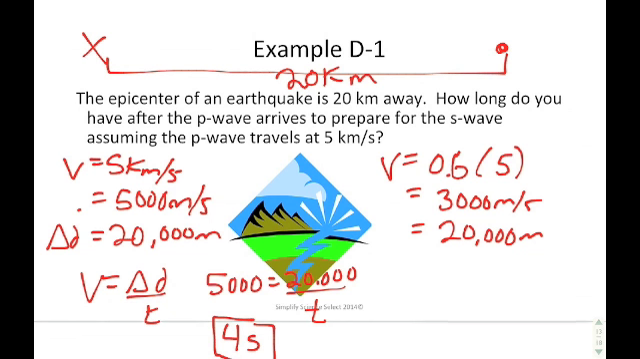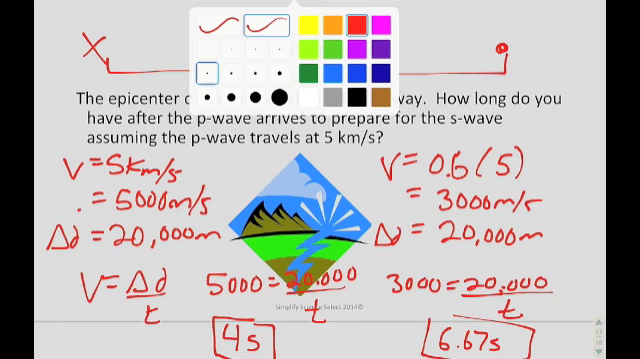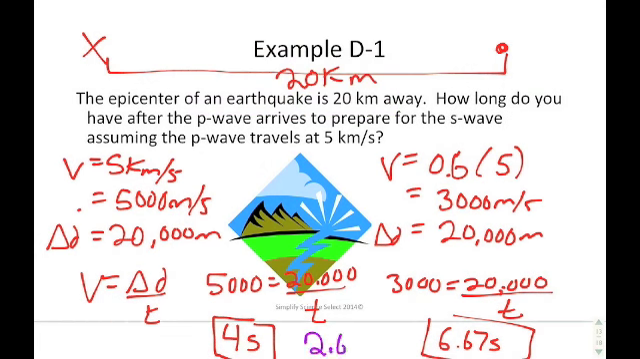If you were to do the same thing in the other case, you'd have 3,000 equals 20,000 over t, and you would see that it would take about 6.67 seconds. So the question says, how long do you have after the P wave arrives to prepare for the S wave? Well, if it takes 4 seconds for the P wave to arrive and 6.67 seconds for the S wave to arrive, you can subtract those two and get your final answer, being 2.67 seconds. That right there is how much warning time you have.